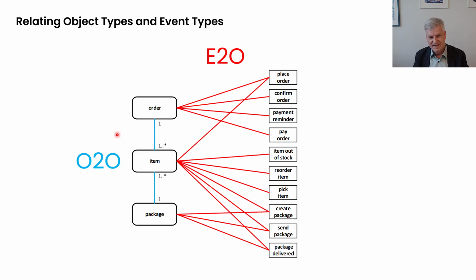So in technical terms, we talk about object-to-object relationships and event-to-object relationships. The red lines here correspond to event-to-object relationships. So for example, the activity place order involves orders, 1 in this example, and involves items, and here there can be multiple items involved in the same order. If we look at package delivered, it corresponds to a package and to the items that are inside this package. The O2O relationships model the fact that an order may consist of multiple items and a package may consist of multiple items.